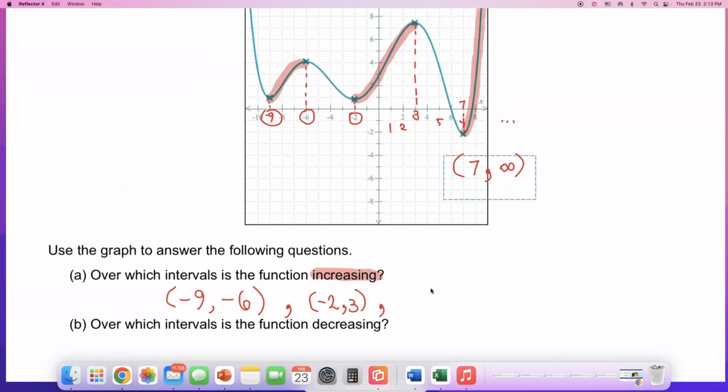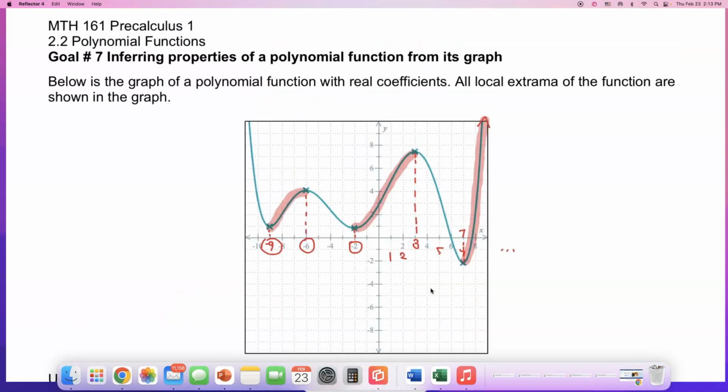Let me bring this one down. Next part is asking us to find where the function is decreasing. So let me see. It's going down from all the way to the left to -9. So that would be negative infinity to -9. And here, when I say negative infinity, I'm not talking about up or down of the graph. I'm talking about forever from the left, somewhere far, far from the left. And to -9, this graph is going down.